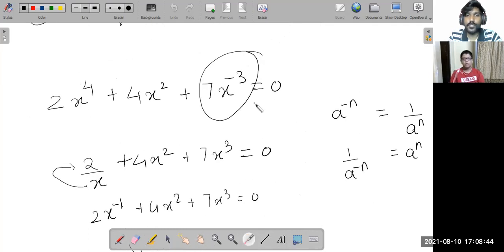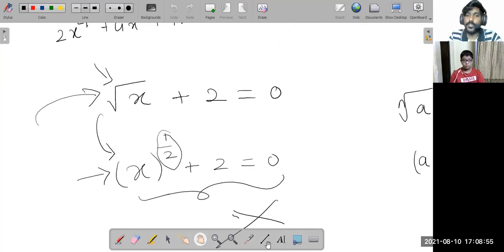So something like this, if you see, the power of this variable here is negative, so this is not a polynomial. If you look at this expression here, the power of this variable is root. Now, root means it is a fractional power. Since it has fractional power, this is again not a polynomial.